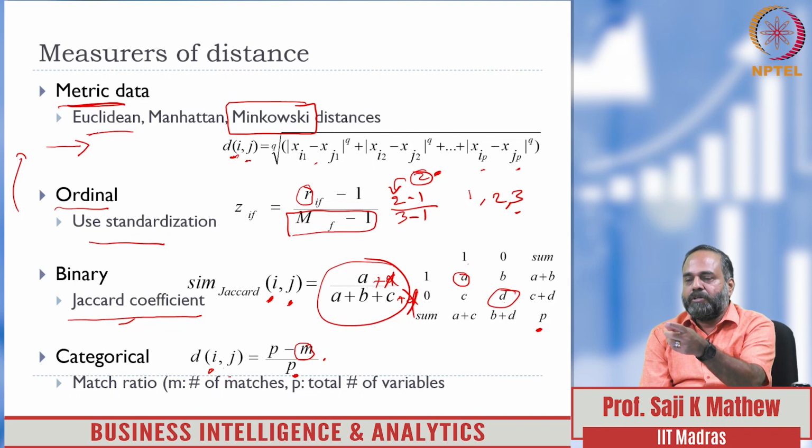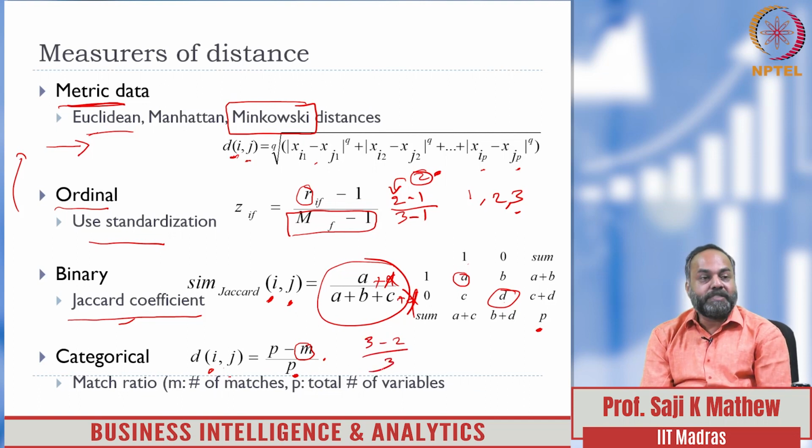For example, you two are in the same age bracket, then m becomes 1. You two are also in the same income bracket, m becomes 2, but you are from two different places, so that is not counted. So, p is 3, then it becomes 3 minus 2 divided by 3. That is your similarity value for a categorical set of variables. So, this is another measure.